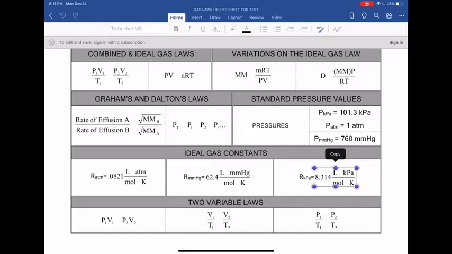So that's the kind of tricky part. You have to make sure that your pressure matches your gas constant, okay? So just be advised of that, all right?